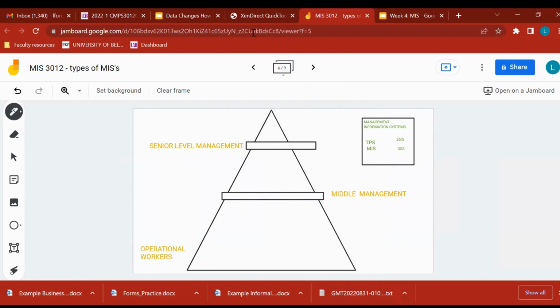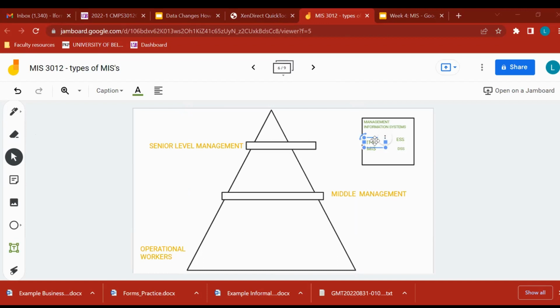All right, so just a recap. Let me call on persons who haven't spoken as yet. We have senior management at the top, middle management in the middle, and operational workers at the bottom. I'm going to be asking persons to help me place these into the areas they belong. So let's start with Jalen. Jalen, where should the transaction processing system be placed? At the top, the senior level manager.